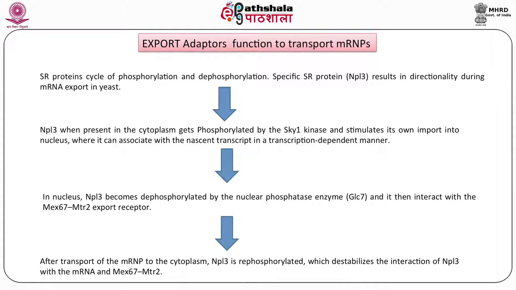Npl3, when present in the cytoplasm, gets phosphorylated by a protein called Sky1 kinase and stimulates its own import into the nucleus, where it can associate with nascent transcript in a transcription dependent manner. In the nucleus, Npl3 becomes dephosphorylated by the nuclear phosphatase enzyme called Glc7, and then it interacts with the Mex67-Mtr2 export receptors. After transport of the mRNP into the cytoplasm, Npl3 is rephosphorylated again, which destabilizes the interaction between Npl3, the mRNA and the Mex67 complex.